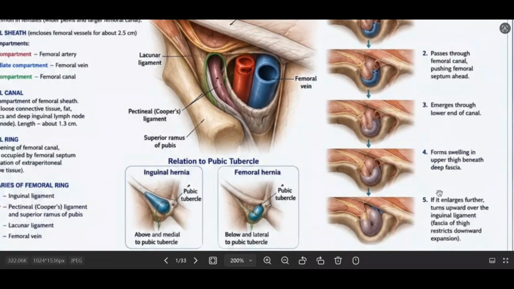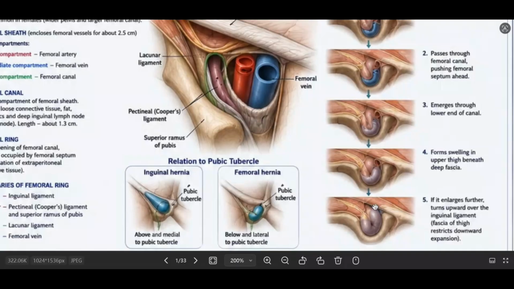And step 6, if it enlarges further, it turns upwards over the inguinal ligament, because the fascia of the thigh, the fascia lata, restricts downward expansion by enclosing it. So the femoral sac, or the femoral protrusion or swelling, does not have any route to go downward. That's why it is pushed upward. This explains why large femoral hernias may appear close to the groin: it is pushed upward because the fascia of the thigh is restricting the downward expansion of the femoral hernia.